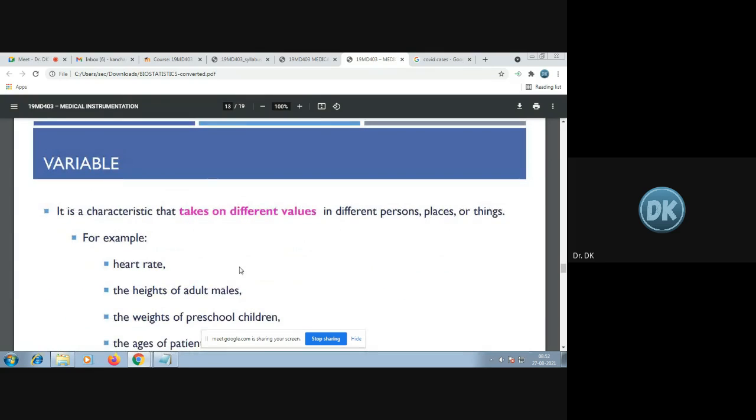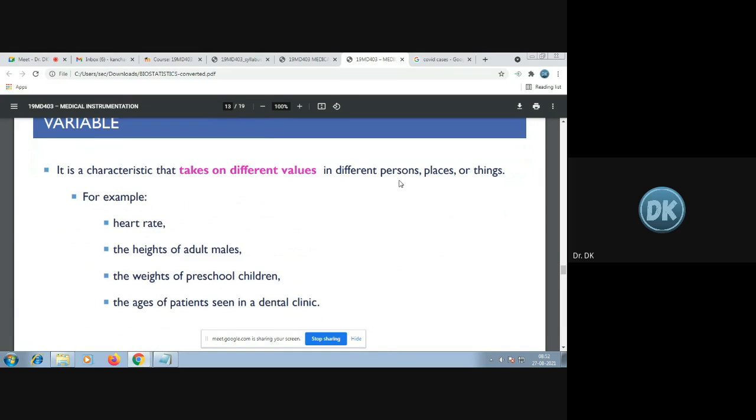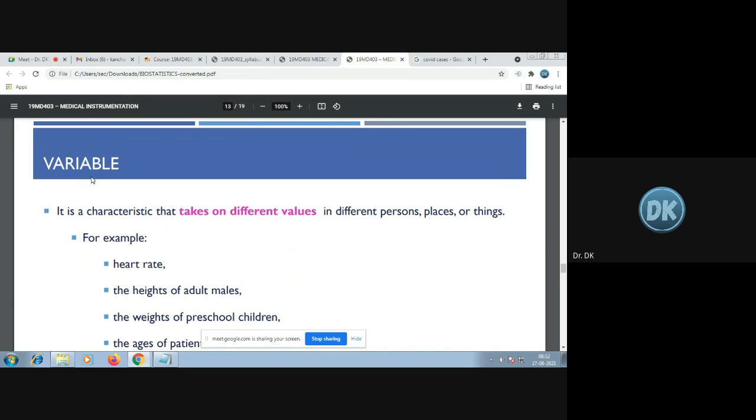Next one is variable. When I say variable, it's a characteristic that takes on different values in different persons, places, or things. So a variable is something which keeps on changing. In maths, you would have studied constant and variable, right? A constant will keep on having the same value. A variable will have different values at different times, right?